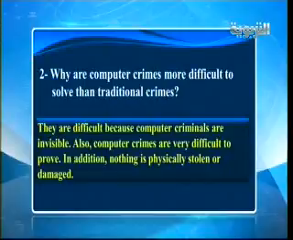They are difficult because computer criminals are invisible. Also, computer crimes are very difficult to prove. In addition, nothing is physically stolen or damaged. Now, if you look at the answer, you will know that these answers are connected with each other, and we have words like also, in addition, because they link. So you may use first, second, third, or you may use also, in addition, and furthermore.